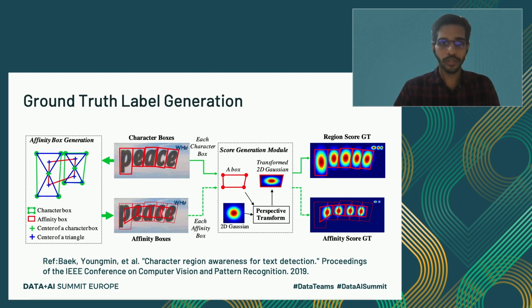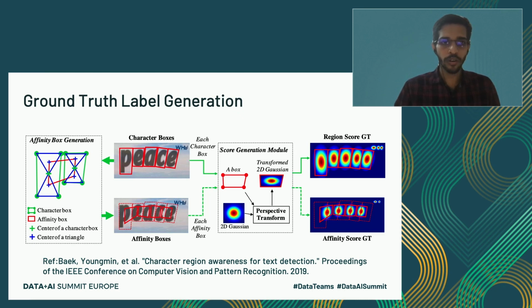This is open source data called SynthText data. Once we have these character boxes, we generate affinity boxes, and finally we arrive at the region score ground truth and the affinity score ground truth using these affinity boxes and character boxes. Now we'll see how we get the affinity boxes from the character boxes.